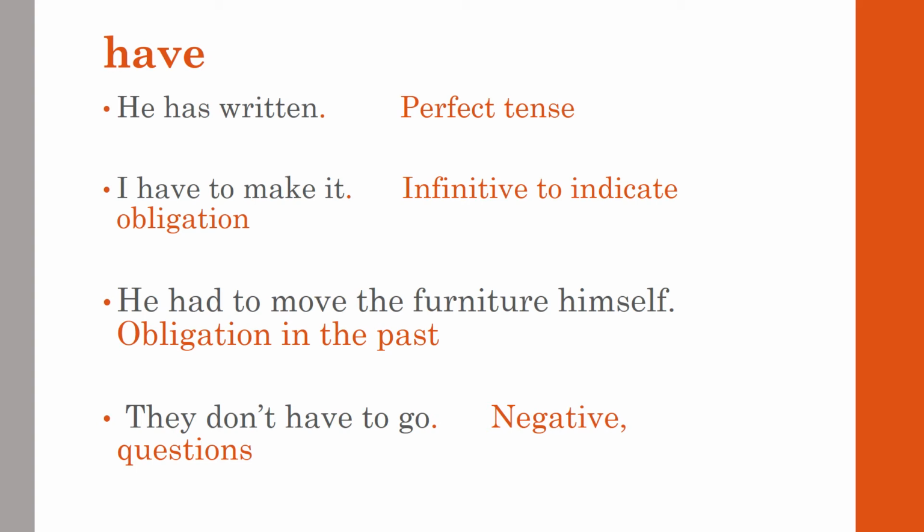Next is: they don't have to go. When we talk about negative sentences and questions, we use the auxiliary verb have. They don't have to go. She doesn't have to do this. I don't have to make it. Okay?